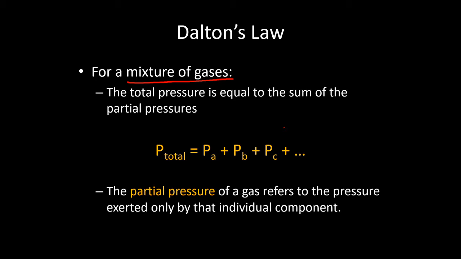It is simply that if you take all of the partial pressures, so all of the pressures caused by the individual components of a mixture, adding those together will give you the total pressure. Pretty straightforward. Essentially, the total is the sum of the parts. Essentially, if you add together all of the different parts of the pressure, you will get the total pressure.